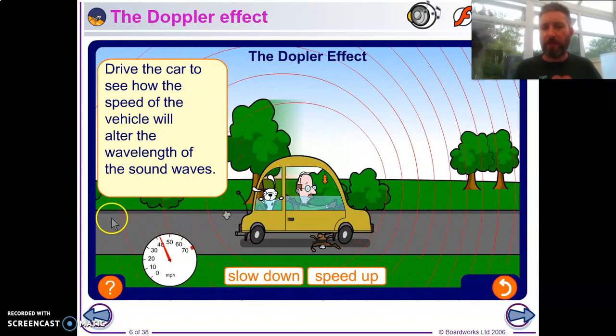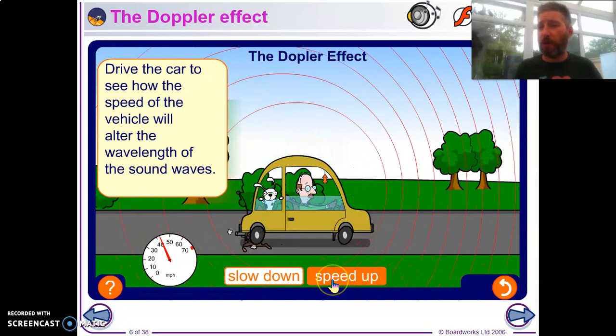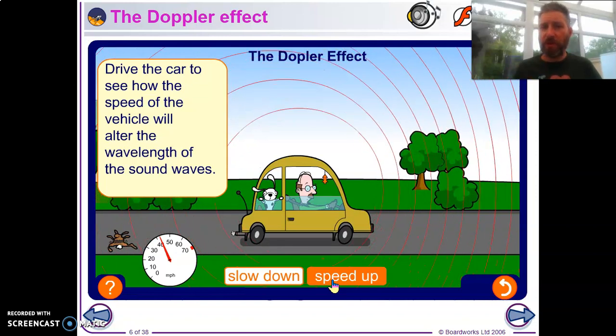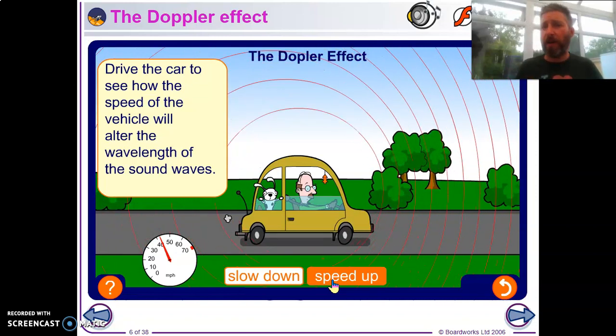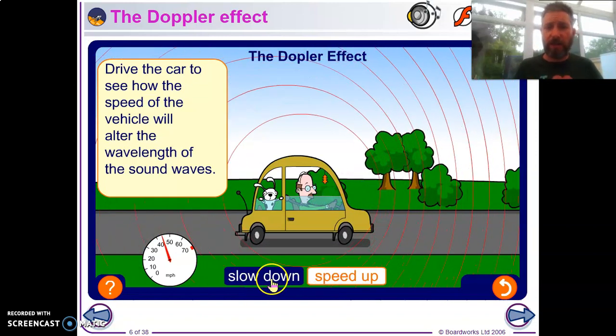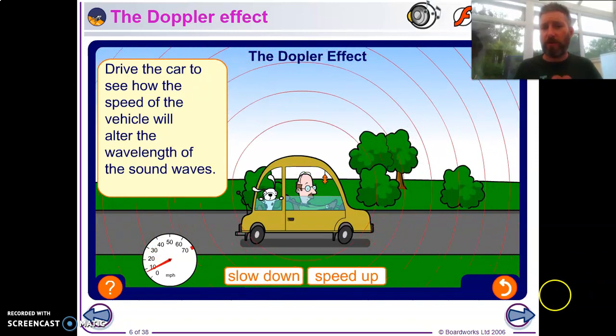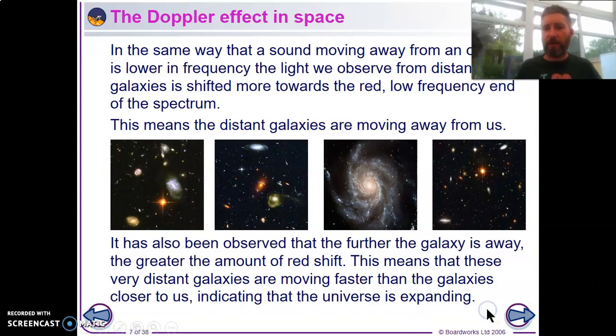And as they move away, they get further apart. So the sound wave changes frequency and wavelength in front of the car and behind the car. If you slow it down again, then you can see that those waves change back. So why does that make a difference? Well, light waves behave the same way as sound waves.